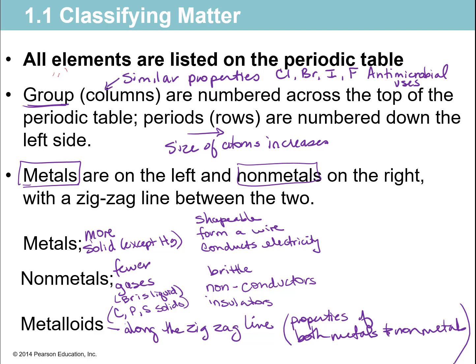But that zigzag line really becomes important in chapter 3. We're going to talk about bonding, because whether something's a metal or a non-metal will determine the kind of chemical bonds that it can form.